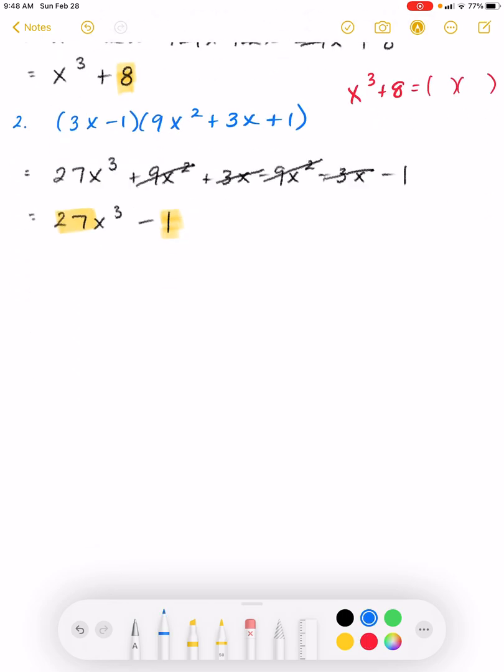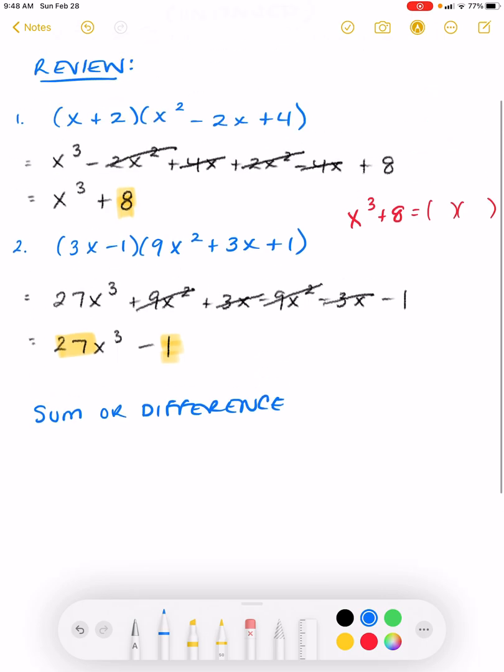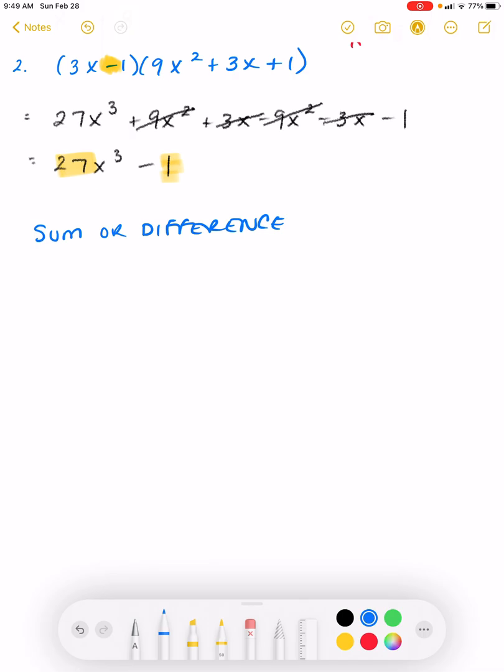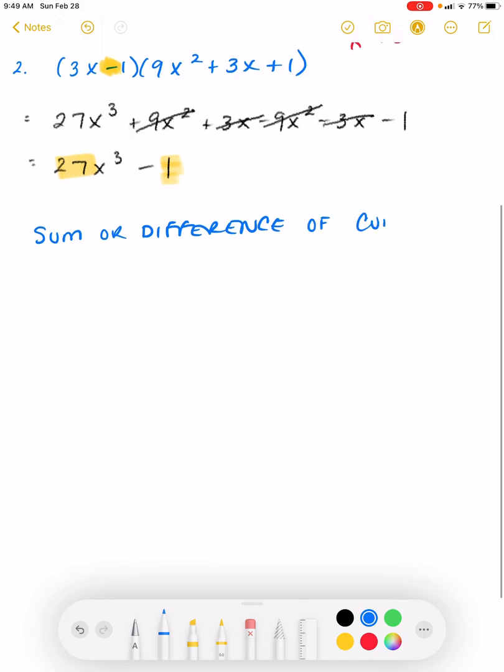And this type of factoring is called the sum or the difference. I think it's important to notice that this worked whether I gave you a plus in the middle or a minus in the middle, okay? It works either way, so it's the sum or difference of cubes.